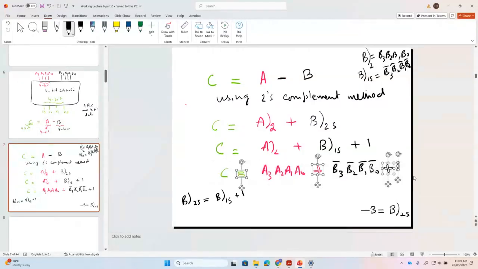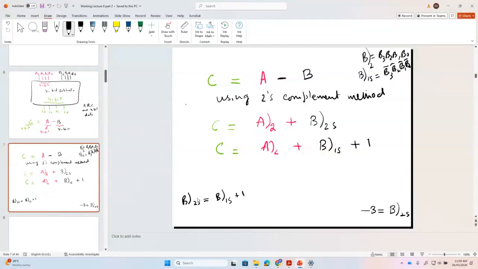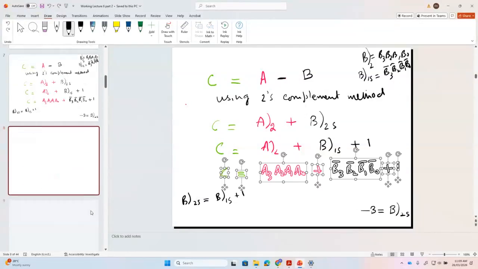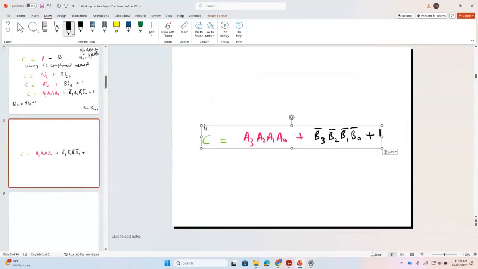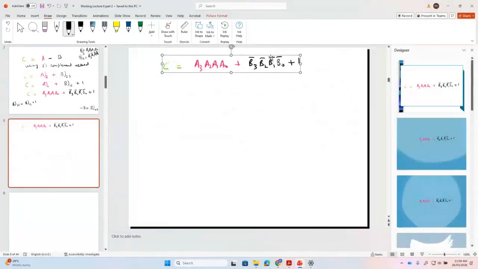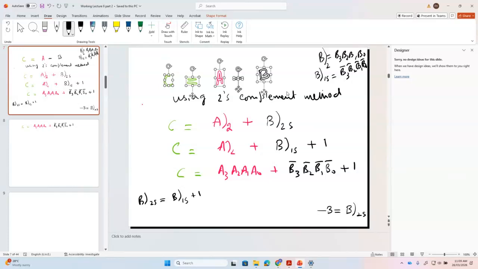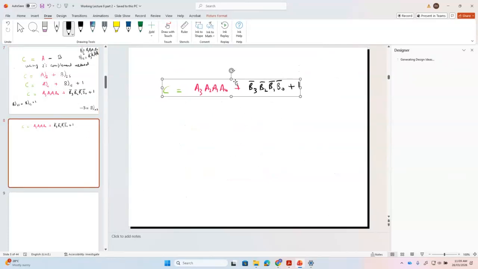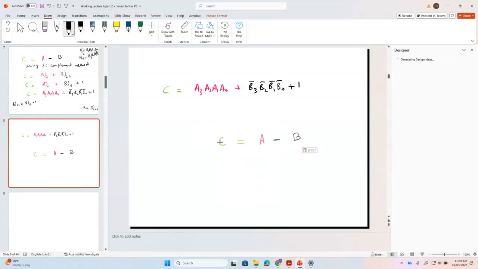Now I'm copying this and pasting it, as you do in your homework: control C, and then paste it here in the next slide. Now C. Please remember, this C is nothing but C equal to A minus B.